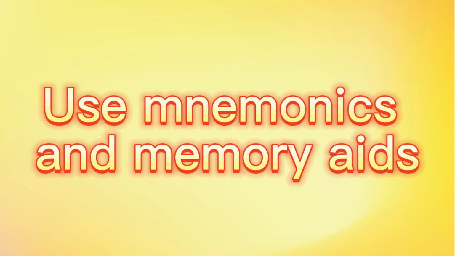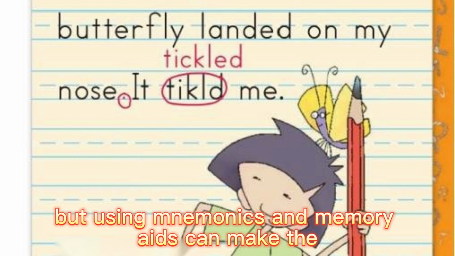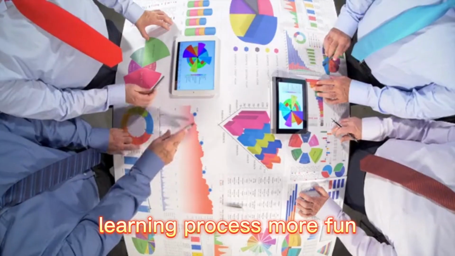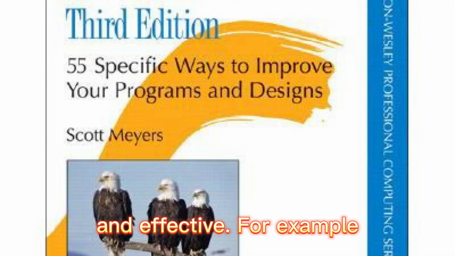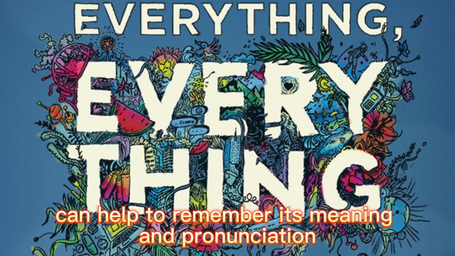It's a good idea to use grid paper to practice writing each character. Using mnemonics and memory aids. Chinese characters can be difficult to remember, but using mnemonics and memory aids can make the learning process more fun and effective. For example, associating a character with a picture or story can help to remember its meaning and pronunciation.